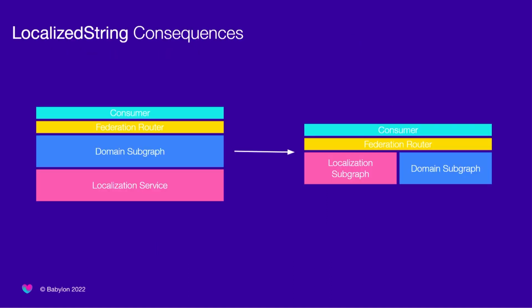So what localized string has allowed us to do is go from this architecture on the left to this architecture on the right. And we've said that there are benefits to doing this.